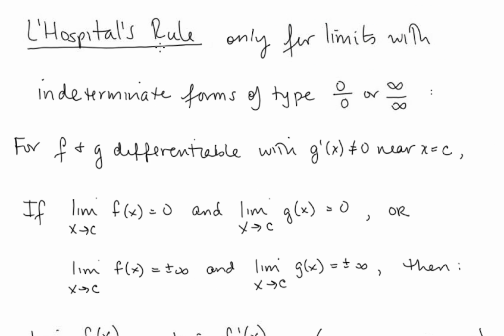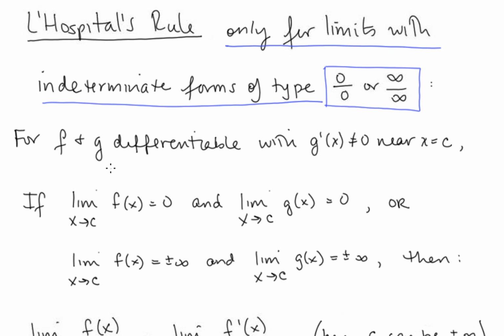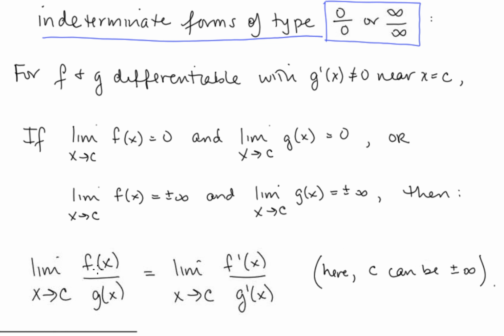Now keep in mind that L'Hopital's rule is only for limits with indeterminate forms of the type 0 over 0 or infinity over infinity. It will not work on any other kinds of limits. And L'Hopital's rule says, for f and g differentiable functions with g prime not equal to 0 near x equals c, if the limit as x goes to c of f of x is equal to 0 and the limit as x goes to c of g of x is equal to 0, that says we have a 0 over 0 situation here.